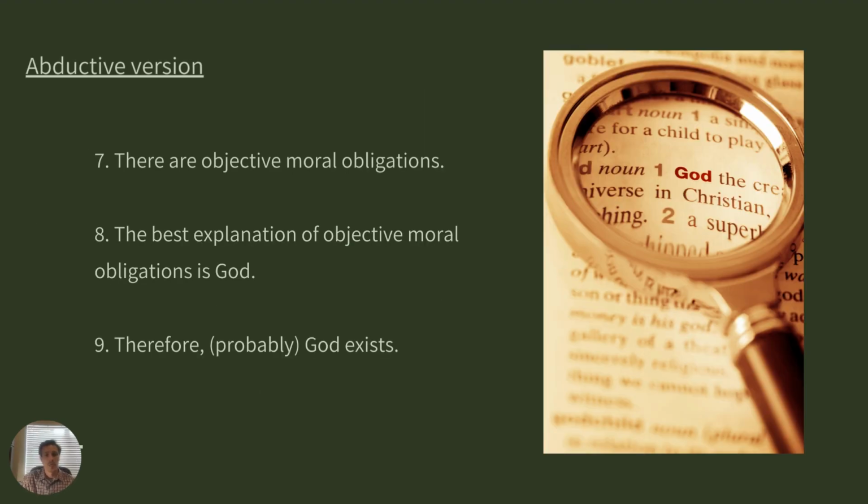Now, the second version is the abductive version, right? The first premise of the abductive version is this: there are objective moral obligations. The second premise is the best explanation of objective moral obligations is God. And the third premise is, therefore, probably God exists. Now, what we mean by God here is an Anselmian God, right? So the possessor of the omni qualities, right? So he's omnipotent, he's omniscient, he's omnipresent.